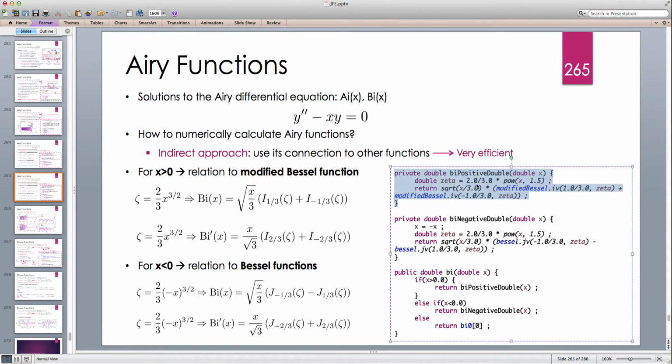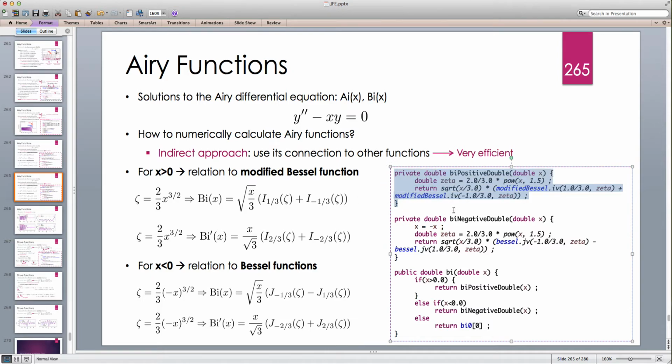This one, zeta is 2/3 power x 1.5, and then we return the square root of x over 3 times modified Bessel dot I nu 1/3 and zeta plus modified Bessel I nu minus 1/3 and zeta.